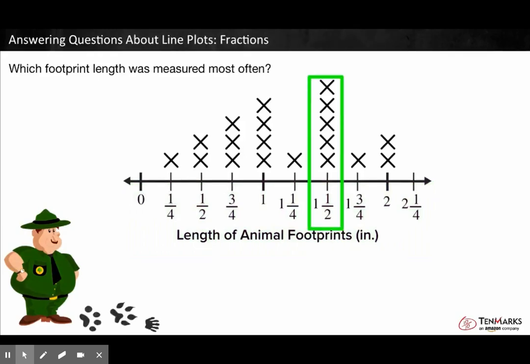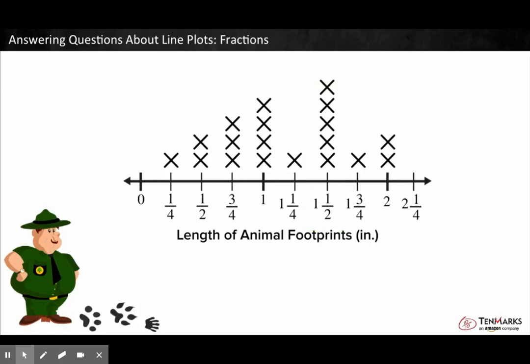1.5 inches because it has the most X's. Let's count to make sure. 1, 2, 3, 4, 5. There are 5 animal footprints with a length of 1.5 inches. This is more than any other footprint length. So the footprint length that was measured the most often was 1.5 inches long.